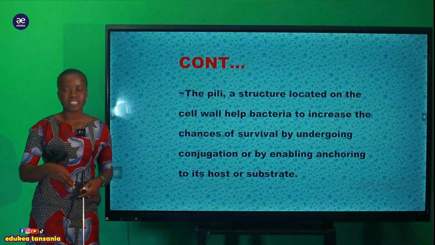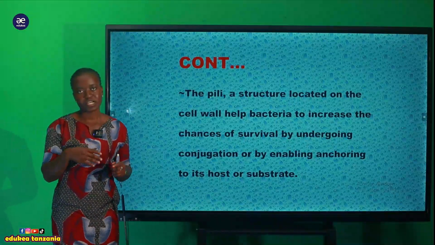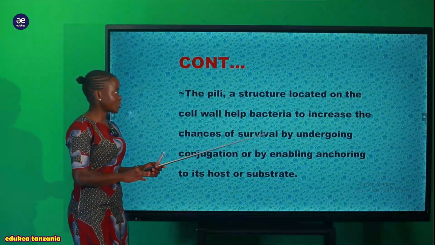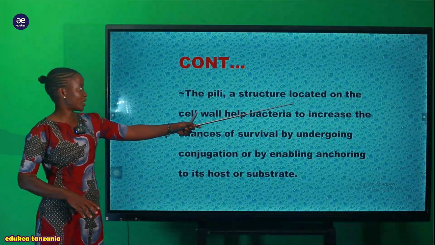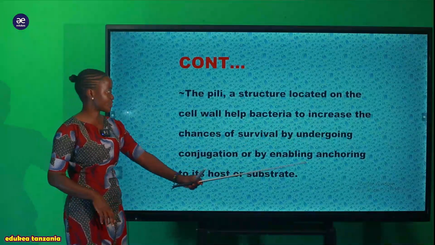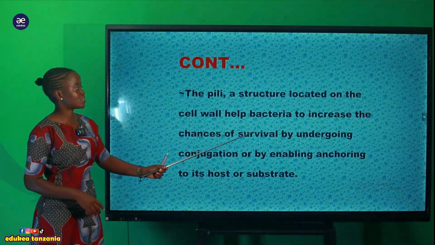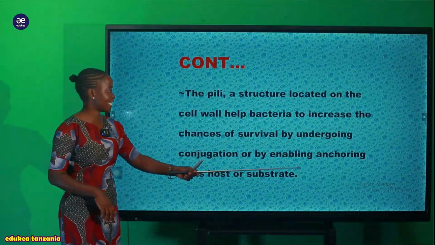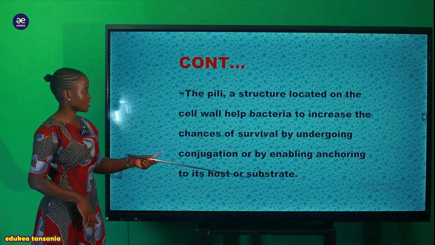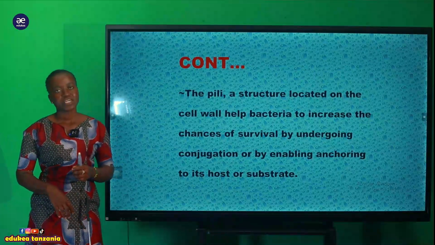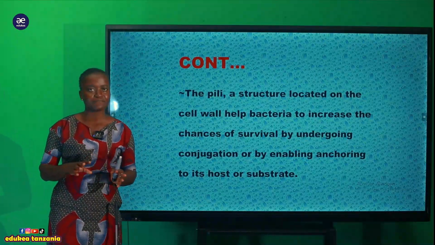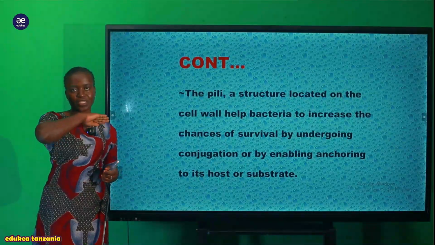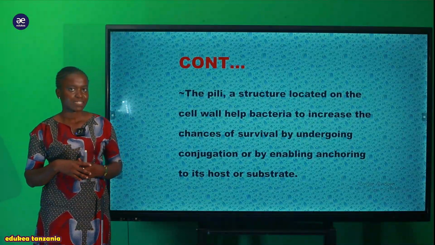We have seen pili in the lower part of the structure of this organism. This structure, located on the cell wall, helps bacteria to increase the chance of survival by undergoing conjugation or by enabling anchoring to its host or substrate. The pili are hair-like structures found on the outer part of the bacteria.